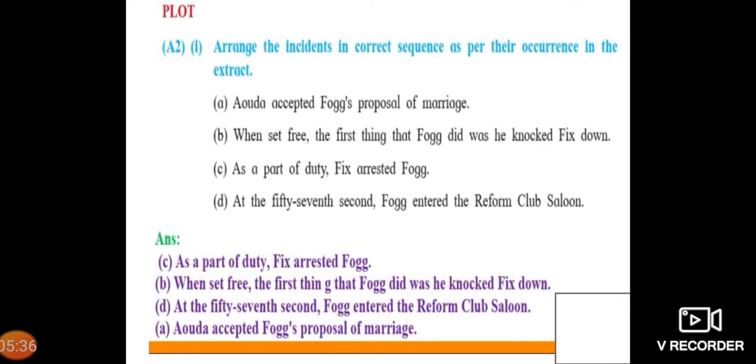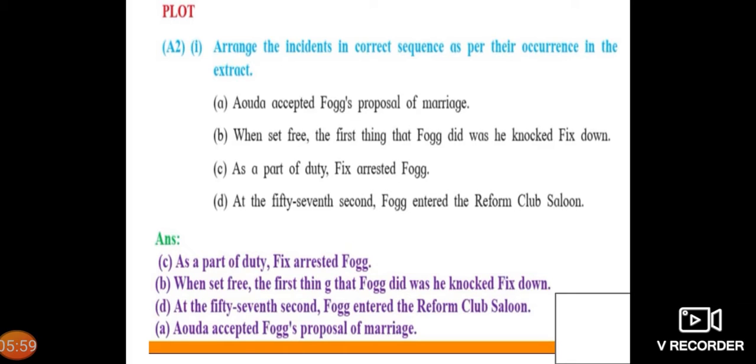Moving further, that is the second part, plot, A2, 1. Arrange the incidents in correct sequence as per the occurrences in the extract. Auda expected Fix's proposal of marriage. When set free, the first thing that Fogg did was he knocked Fix down. As a part of duty, Fix arrested Fogg.